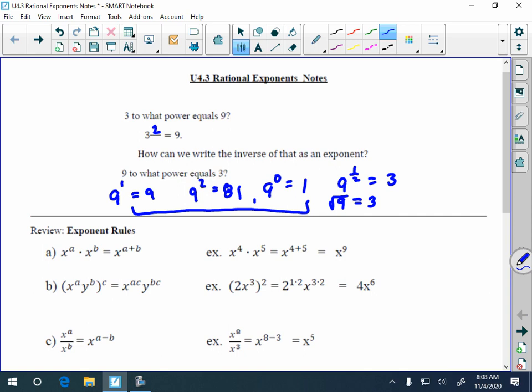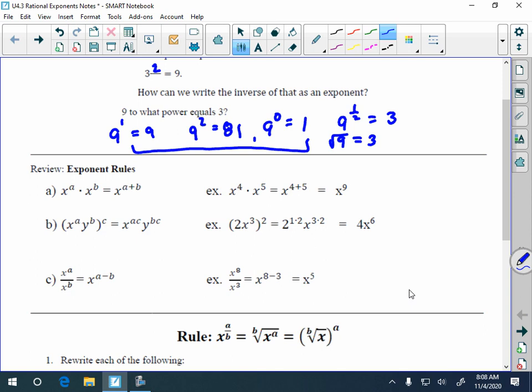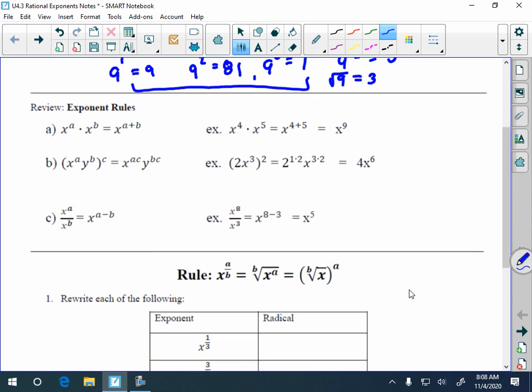All right, so we want to remember our exponent rules. We're going to go over those real quick. So x to the a power times x to the b. When we're multiplying like bases, x is our base, so we can carry the base across and add the exponents. For example, x to the 4th times x to the 5th is equal to x to the 4 plus 5, or x to the 9. So add the exponents.